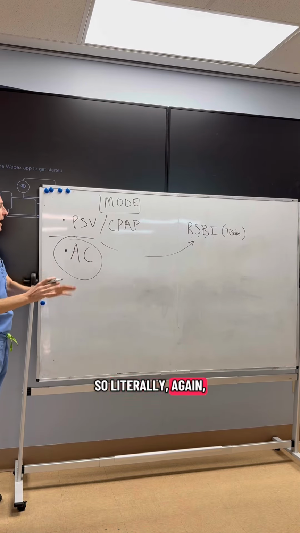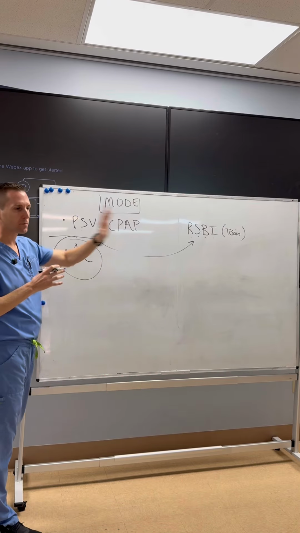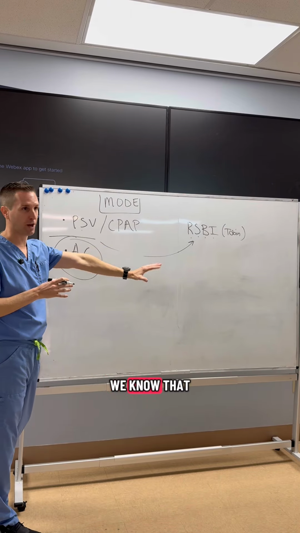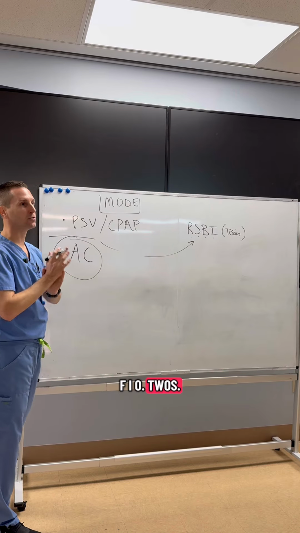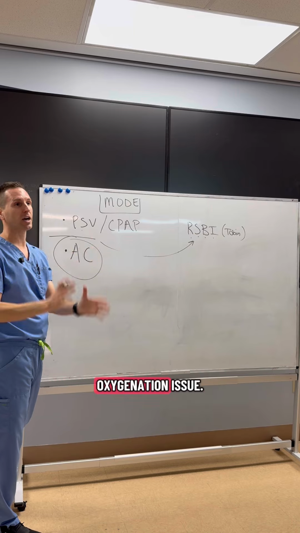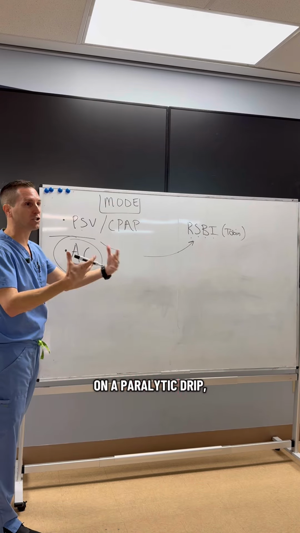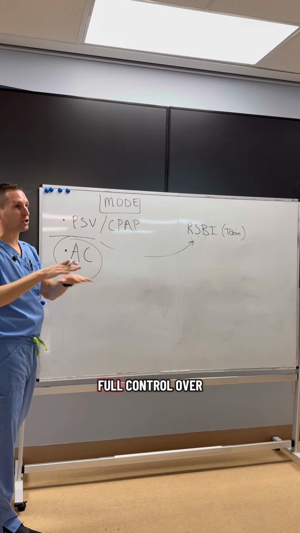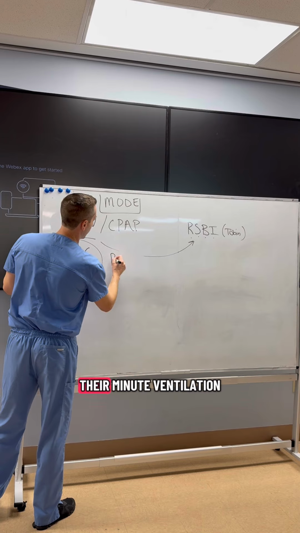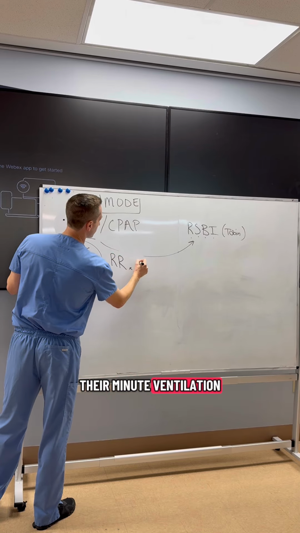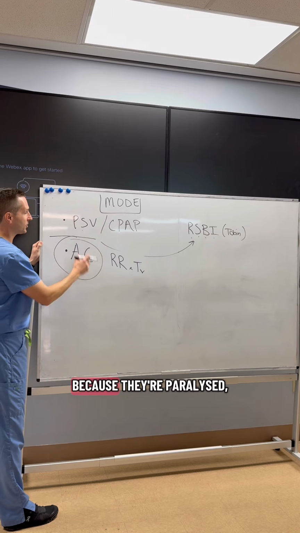So literally, that's why on our gas, we need to make sure, especially, I always think, we're having issues with oxygenation. We know that. We're peeping them up. We're proning them. They're on high FiO2s. We know we have an intrinsic oxygenation issue. However, when someone's on a paralytic drip, you now have full control over their ventilation as well. So this is where their minute ventilation is going to come into really big play here, because they're paralyzed.